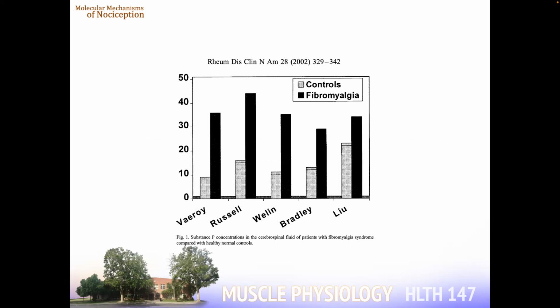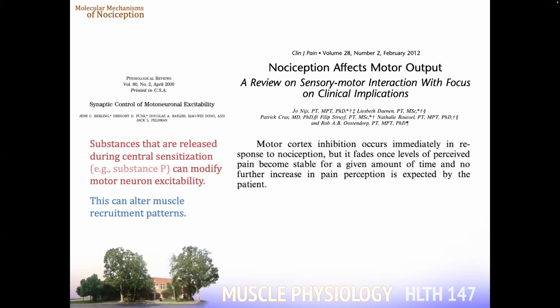So this is a graph from a study looking at 5 different studies. Each word here is an author's last name, and that corresponds to the study that that author ran. Really high levels of substance P in fibromyalgia patients compared to control. So obviously they're in pain. Only a fool would look at these studies and think fibromyalgia is in people's head, or they're being sissies, or it's not real, or whatever. That's just one explanation of the pain in those situations.